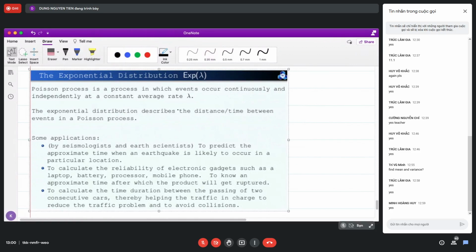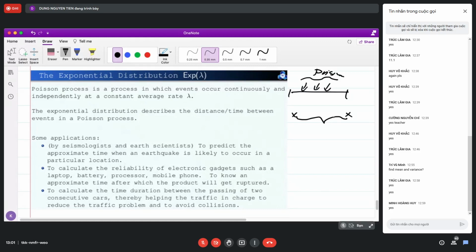So if a Poisson random variable gives you the number of events that you can observe during a period of time, then the exponential random variable is simply the waiting time, the time between two Poisson events. Just like you have a period of time and you count the number of events, that is a Poisson distribution. Now, if you have two Poisson events and you want to measure the time between them, that is an exponential random variable.